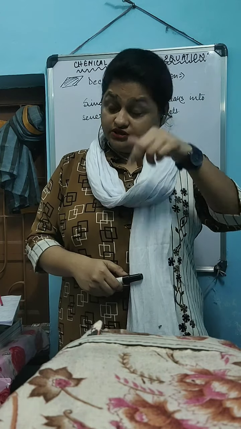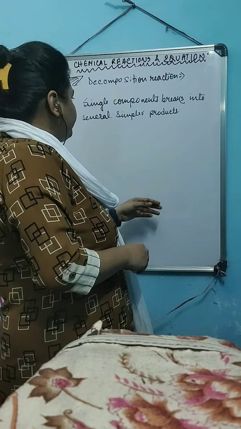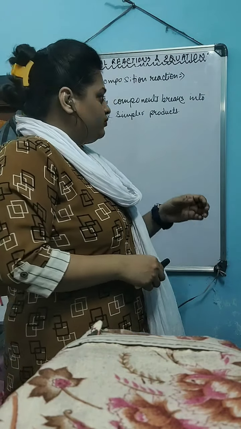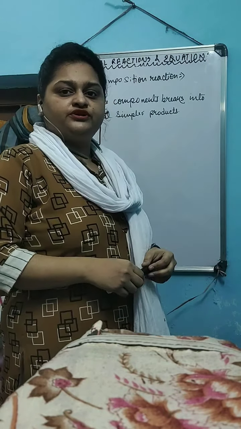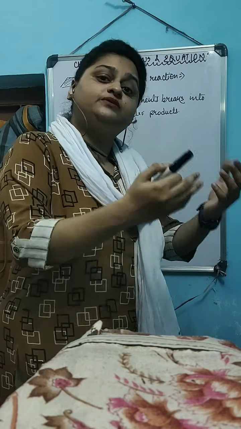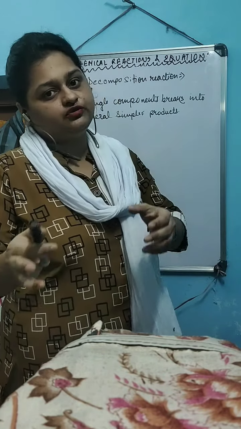In last class, we discussed combination reaction. In today's class, we are going to talk about decomposition reaction. By definition, we can say that decomposition reaction is quite opposite to combination reaction, but not literally. A decomposition reaction is a reaction where a single initial component breaks into several simpler components.